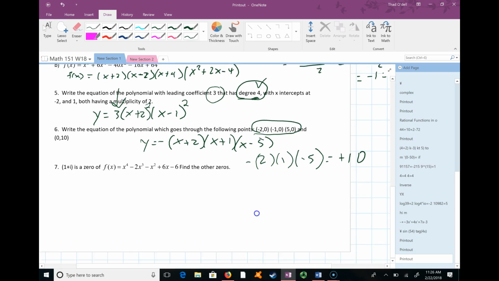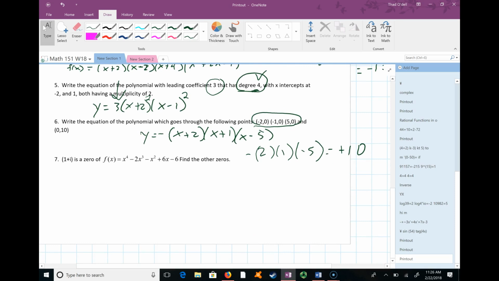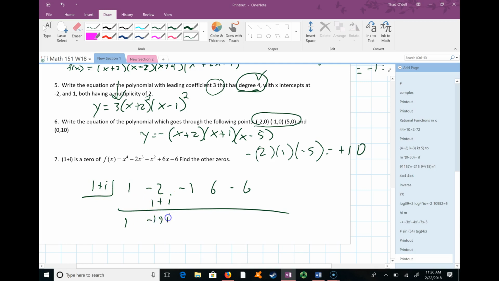Okay? And then finally, number 7, it tells you 1 plus i is a 0, and you've got to find the other zeros. So you can run 1 plus i through synthetic division. I think I've done a video of this already, but let's run through it again. So that'd be 1 plus i, and that'd be negative 1 plus i, because you add the two real components together. And when you multiply 1 plus i times negative 1 plus i, you get negative 2, so that'd be negative 3.